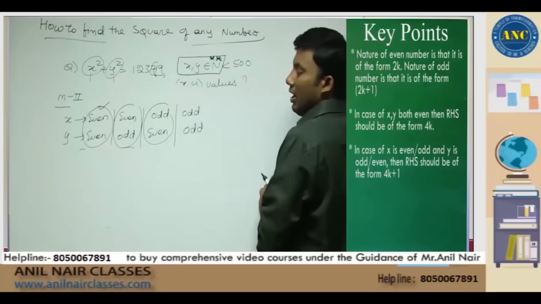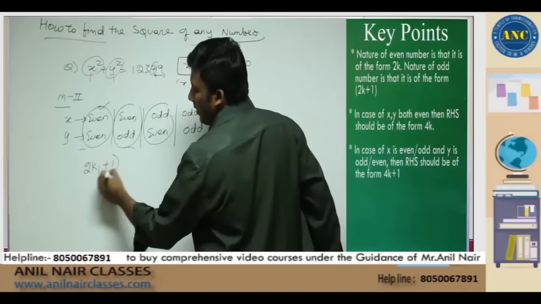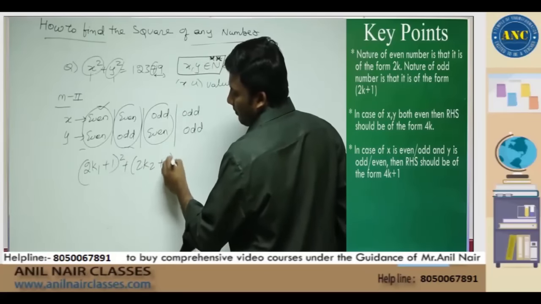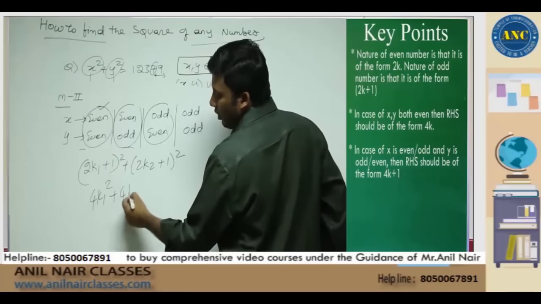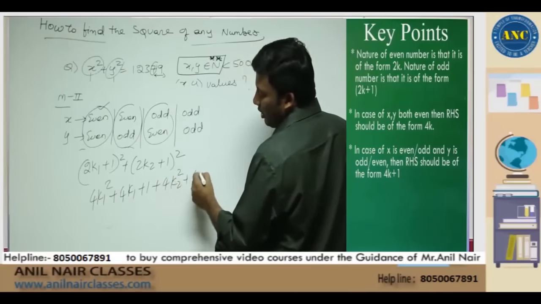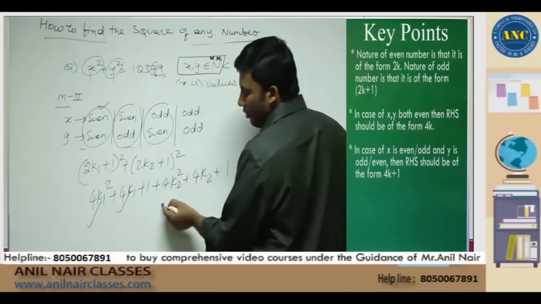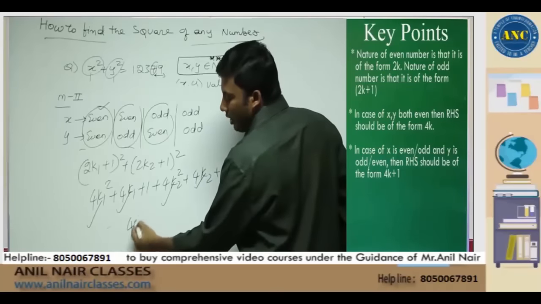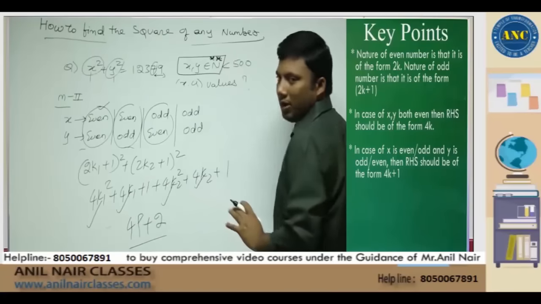What is the last case? x is odd, y is odd. If x is an odd number, 2k1 plus 1 whole square plus 2k2 plus 1 whole square. So this will give you the answer 4k1 square plus 4k1 plus 1 plus 4k2 square plus 4k2 plus 1. Observe carefully. This is divisible by 4, divisible by 4, divisible by 4, divisible by 4. Here 1, here 1. What should be the remainder? All are divisible by 4 with 2 ones. That means 4p plus 2.